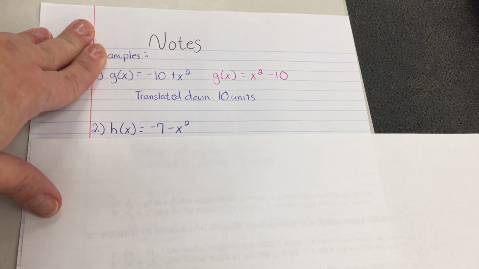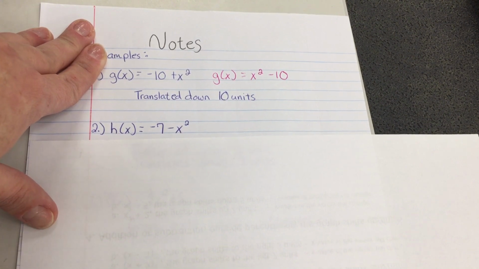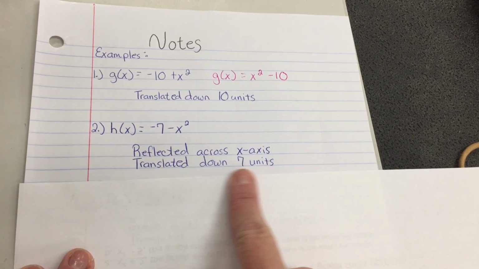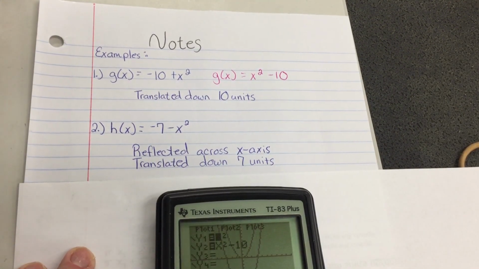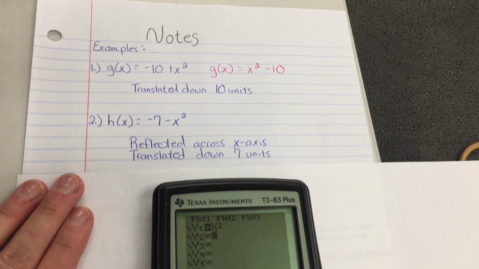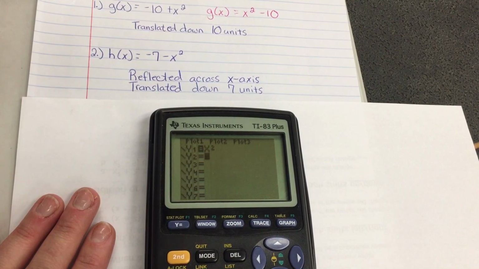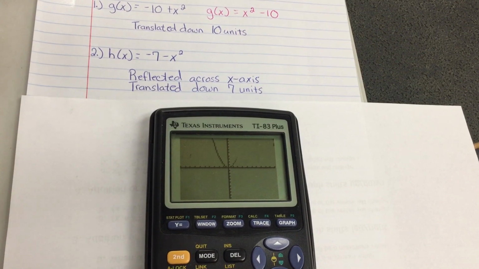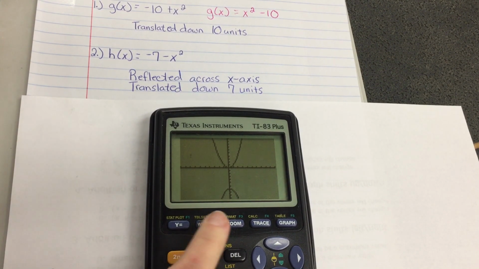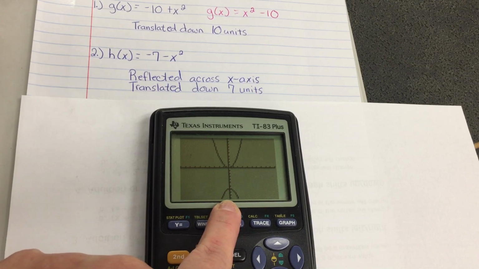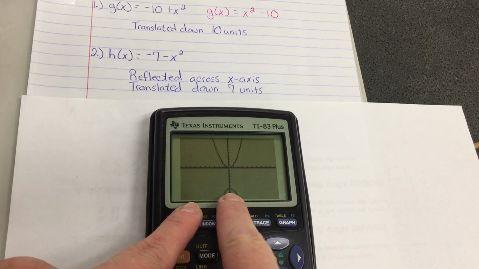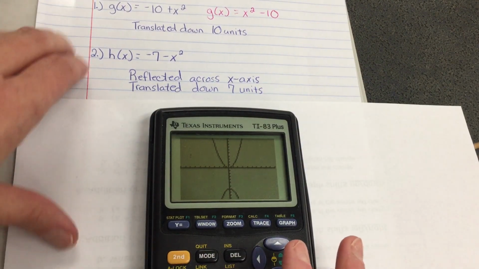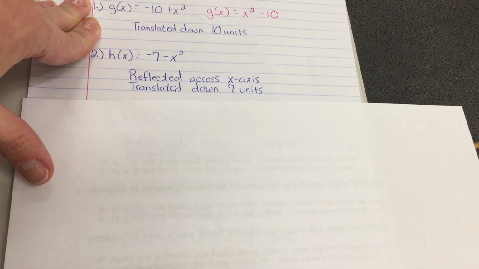H of x equals negative 7 minus x squared. Okay, well, it reflected across the x-axis and it's translated down 7 units. Well, let's look at that. So you can always put in your parent function first into the calculator and then see what happens. So we're going to type in negative 7 minus x squared and hit graph. Parent function. Oh, see, look, it's all the way down here. So it flipped it upside down and it moved it down. So right here, it's crossing at the 7 and it flipped it over, okay?